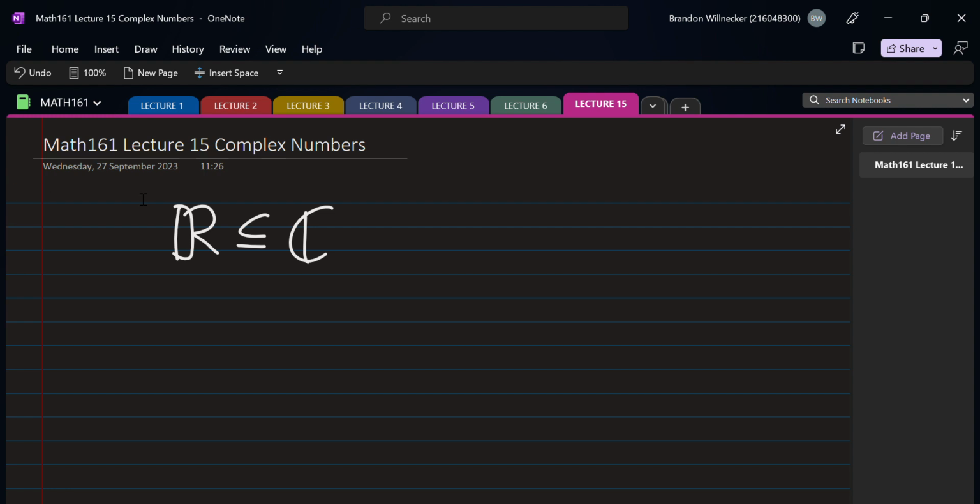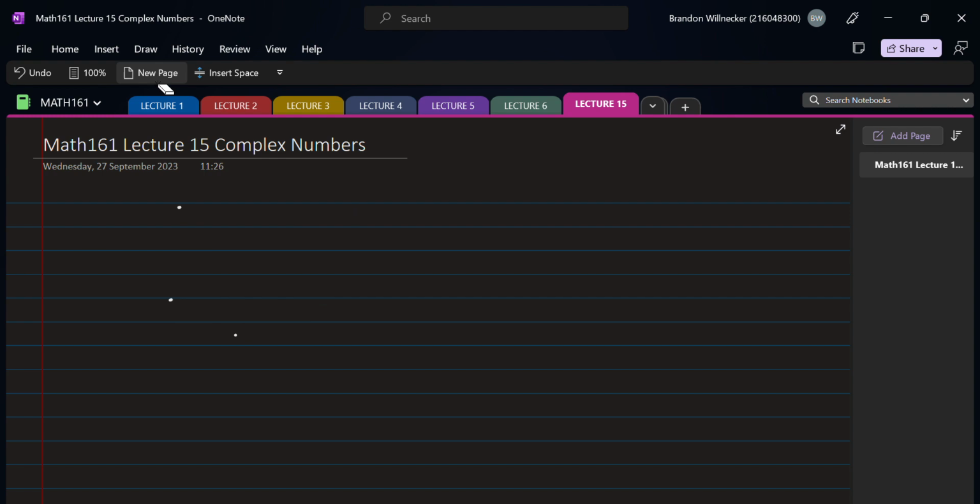Okay, so it's a separate number system, much like how the natural numbers is contained within the integers. The integers contain positive numbers, negative numbers, and zero, and then the natural numbers are only the positive numbers. So we'll see how these complex numbers extend what we know from the real numbers.